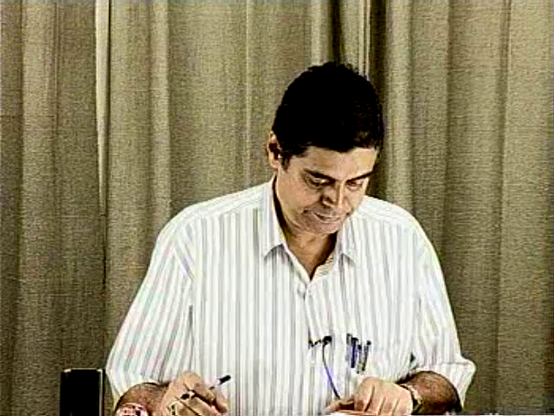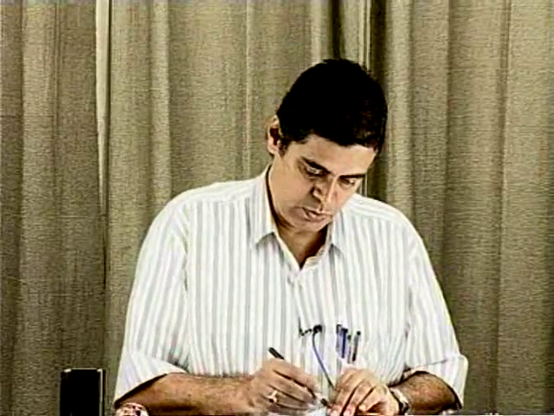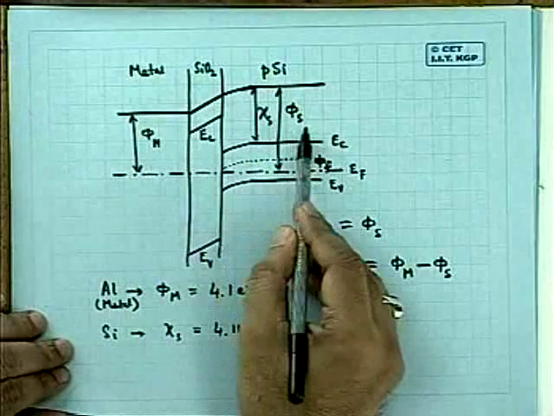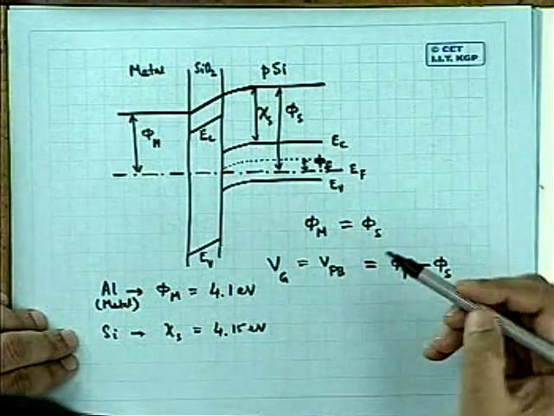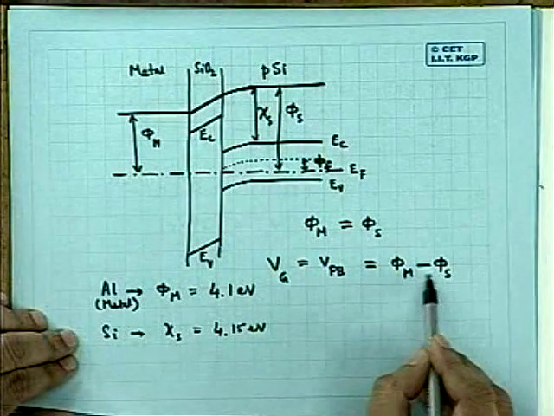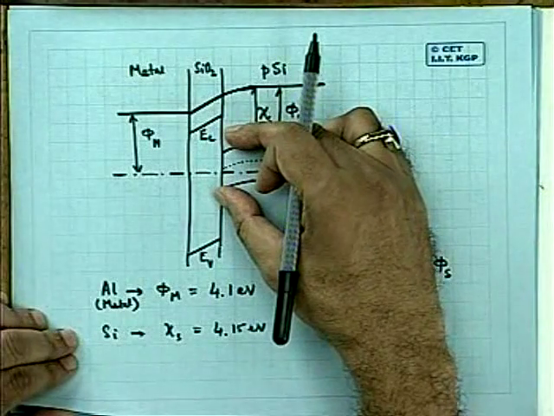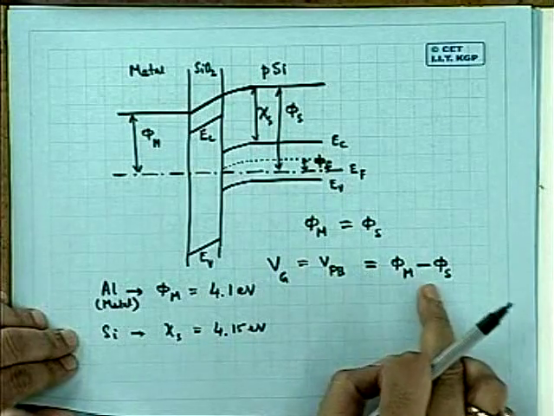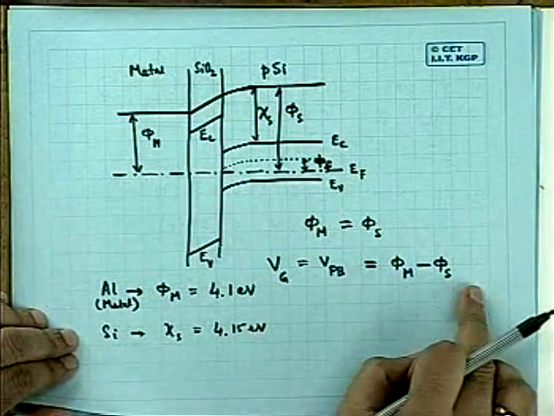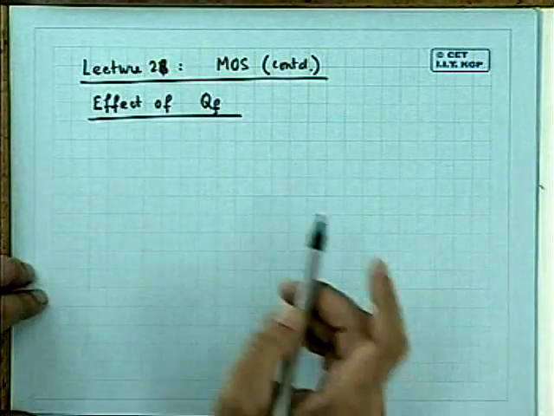V capital T. We are considering now the effect of QF. I found in the last lecture that due to the difference of work functions between phi m and phi f, of the metal and semiconductor, the energy band bends, and as a result you have to apply the difference phi m minus phi f at the gate to make the energy band flat. That is called a flat band voltage due to the finite work function difference. Now, effect of QF, this is a very important thing.